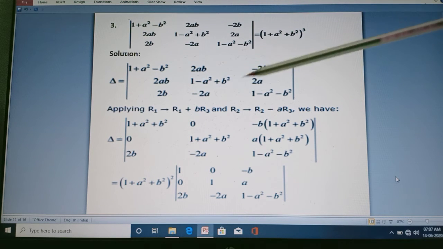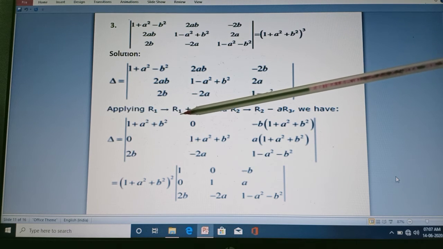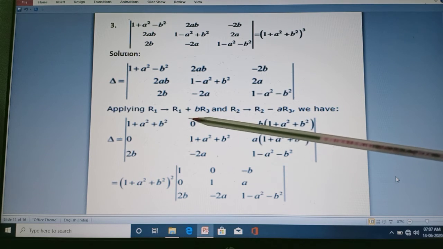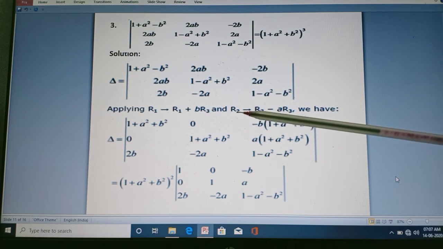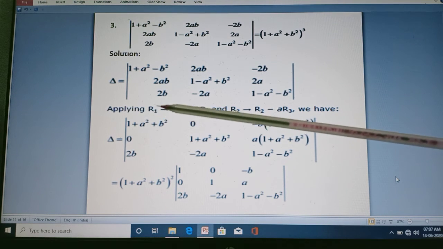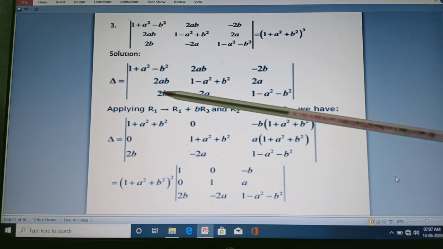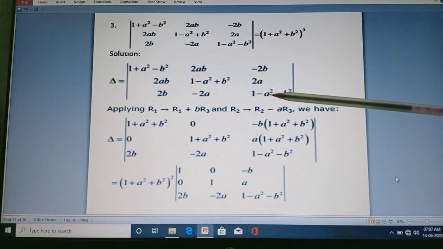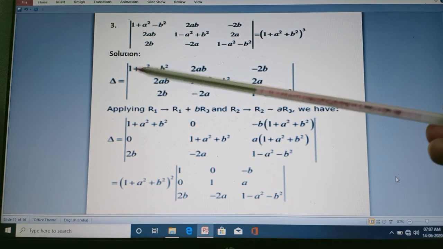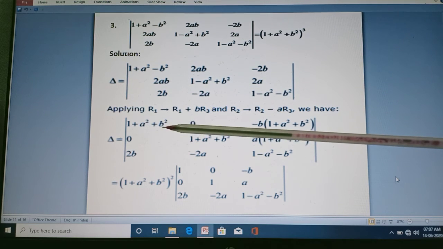So it is the left hand side. We are doing the operation first of all R1 is going to change by R1 plus bR3, and R2 is going to change by R2 minus aR3. Okay, so if we do R1 plus bR3, we have to multiply R3 by b first and then we have to add with R1. So when you do that, 1 plus a square minus b square plus 2b square, it will be 1 plus a square plus b square.